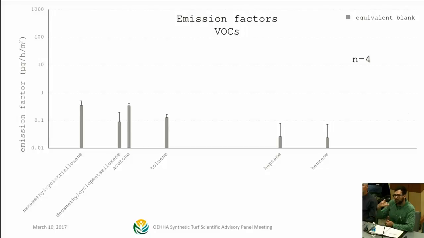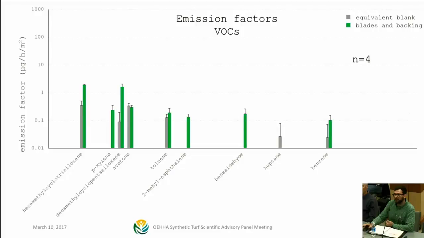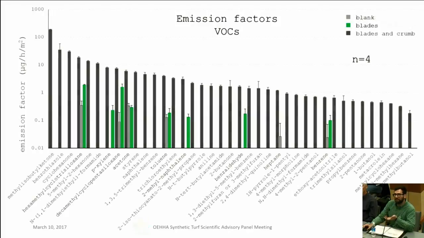And then as we incrementally increase the amount of material, now we have the tray and just the blades. So we see what chemicals are released from the blades. We see a little bit more siloxanes, some xylenes, and some benzaldehydes. And now you can see how many chemicals are released from the crumb when we introduce crumb to the chamber. The magnitude of these emission factors is several log units higher than the ones that we saw from the turf or in the blanks.